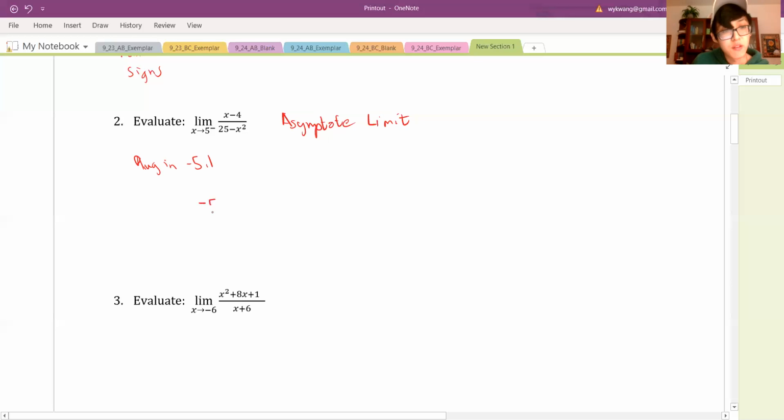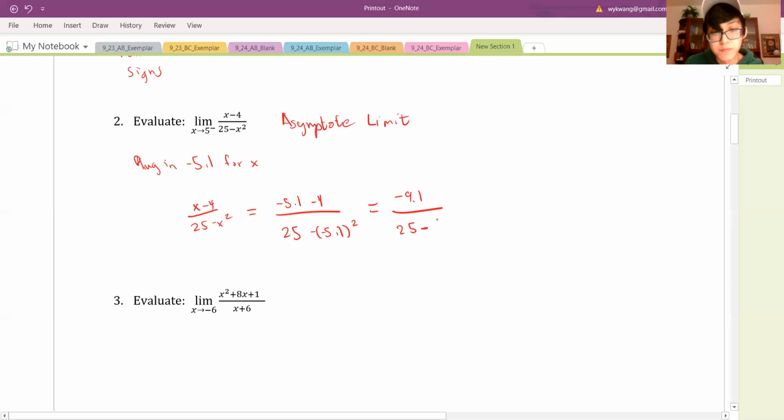I get x minus 4 over 25 minus x squared. Let's plug in negative 5.1 for x. So I'm going to get negative 5.1 minus 4 all over 25 minus negative 5.1 squared. I don't actually know what this is right now, but you could use a calculator, but I know the top is going to be like negative 9.1, right? And then the bottom, 25 minus negative 5.1 squared, is going to be slightly larger than 25.